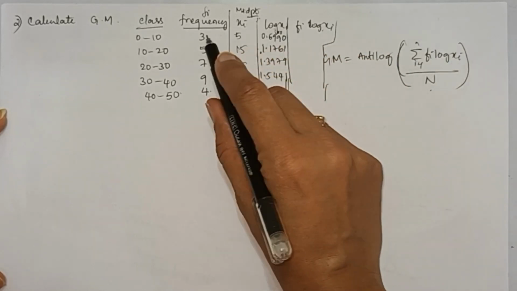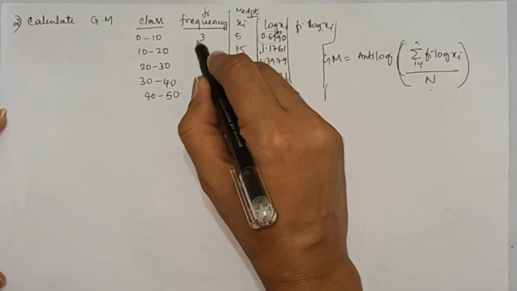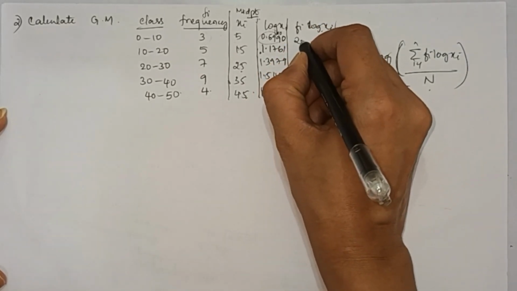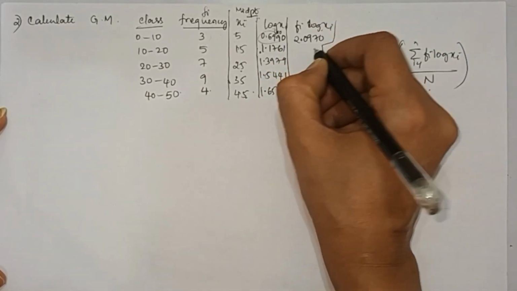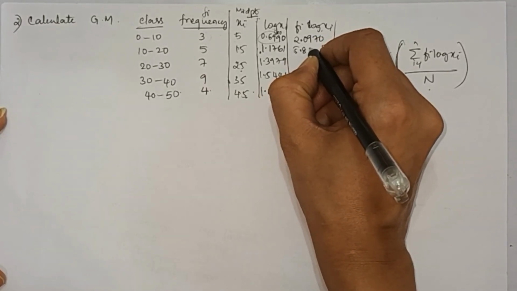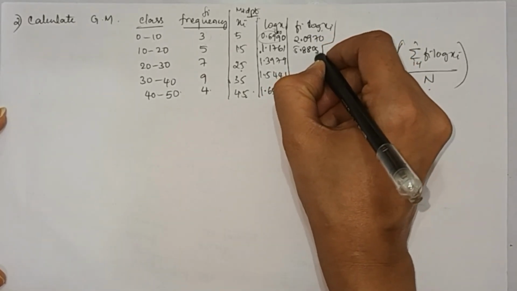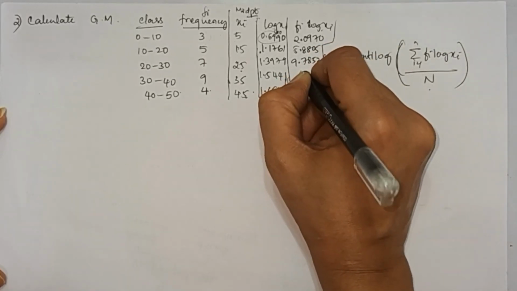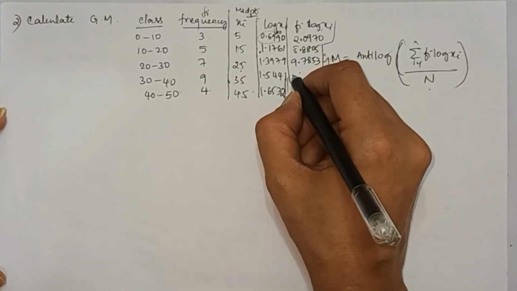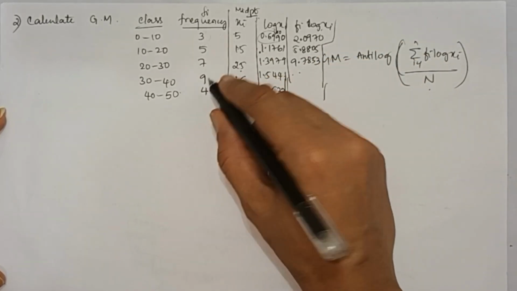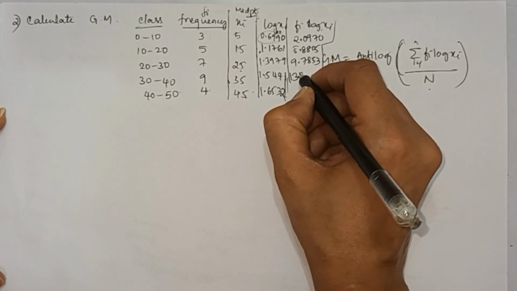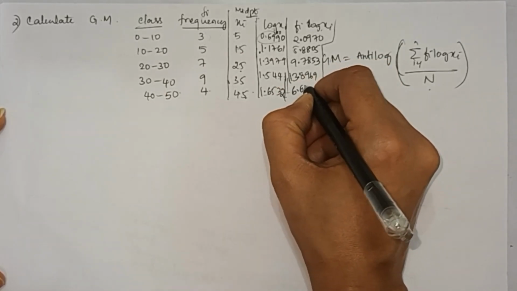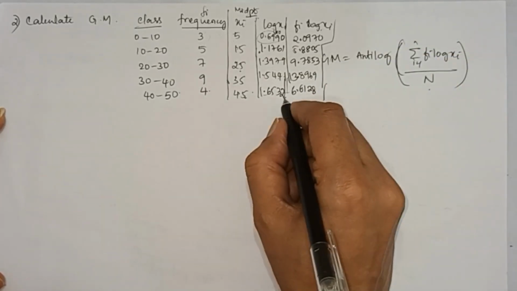So this fi into this value. 3 into 0.6990, so that gives you 2.0970, 5.805. Then this value 9.7853. I have already calculated these values, I am writing directly. So 1.544 into 9, that gives you 13.8969. Then this value gives you 6.6128. Now I need the sum of all this.